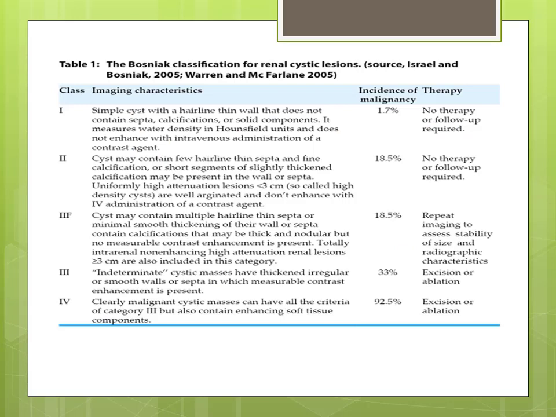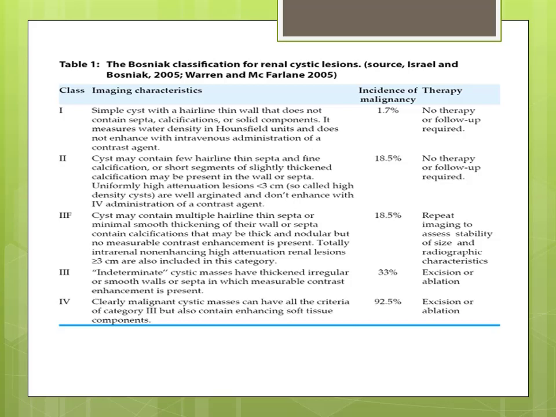In 1986, Morton Bosniak, a scientist, devised the classification system of cystic disease on the basis of CT, with some modification in 2005. Now the Bosniak classification of renal cysts has 5 classes, and the importance of this classification is that on the basis of these cystic classes, we can estimate the risk of malignancy associated with a cyst.